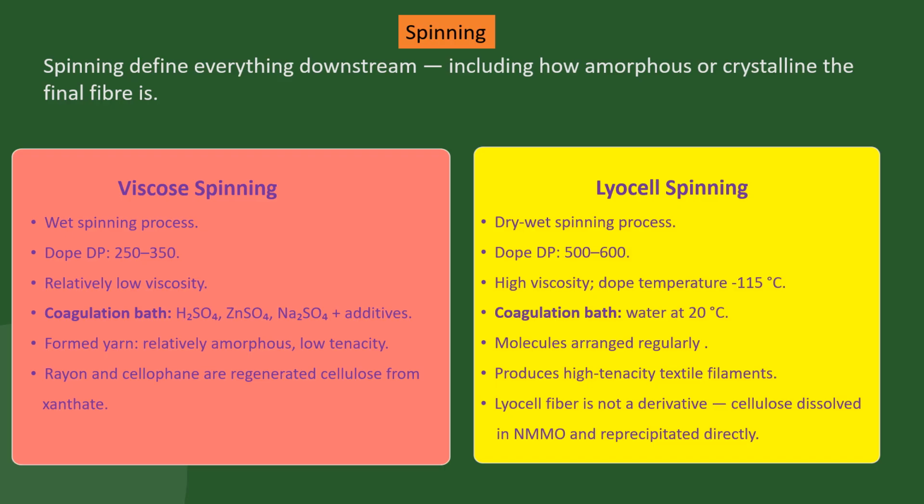In contrast, lyocell uses a dry-wet spinning process. The dope has a higher degree of polymerization, around 500 to 600, and higher viscosity. After passing through an air gap, the filaments enter a water bath, allowing better molecular alignment and formation of crystalline regions. As a result, lyocell develops a highly ordered fibrillar structure and significantly higher strength compared with viscose fiber.